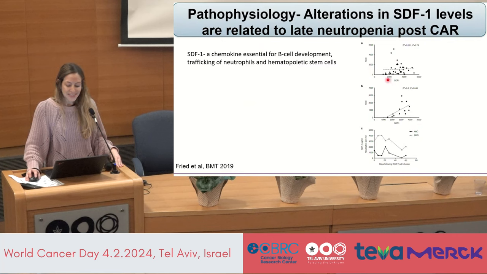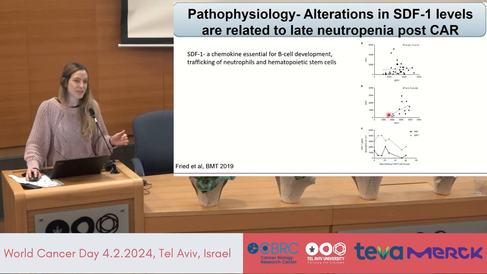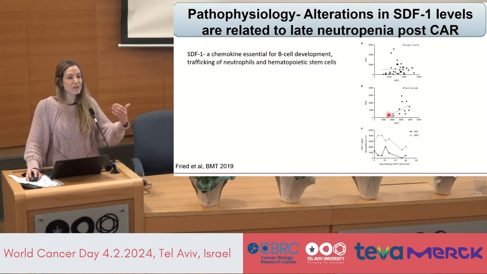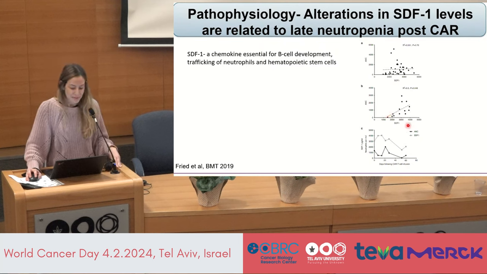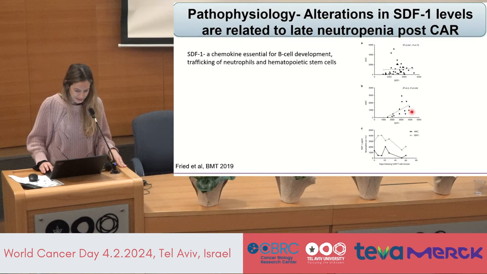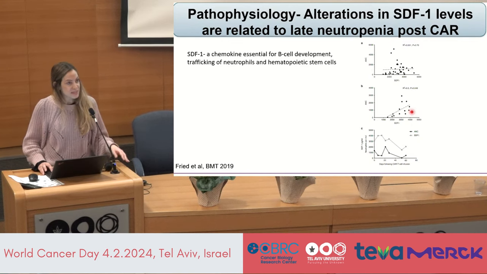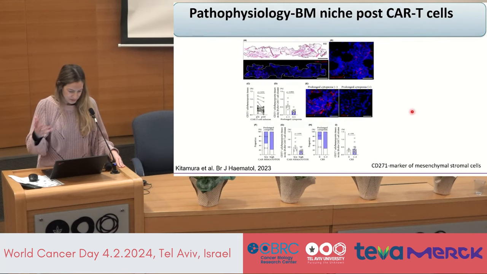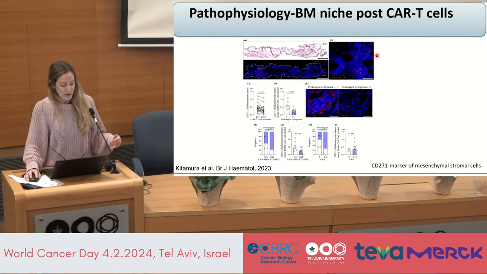And they didn't see any correlation between SDF1 level in the blood and these cytopenias. However, when they looked specifically at the patients that had very prolonged cytopenia, 28 days and above, they did see a correlation between SDF1 and this bone marrow aplasia. So SDF1 might be part of the pathogenesis.